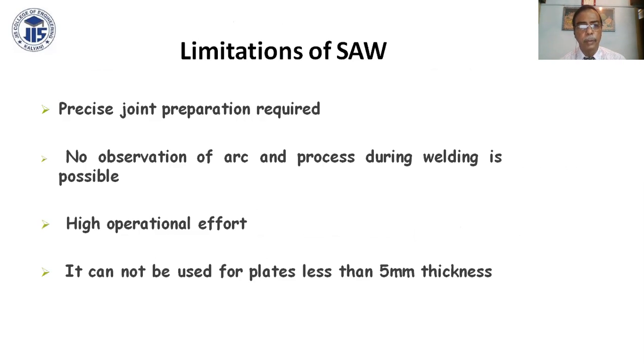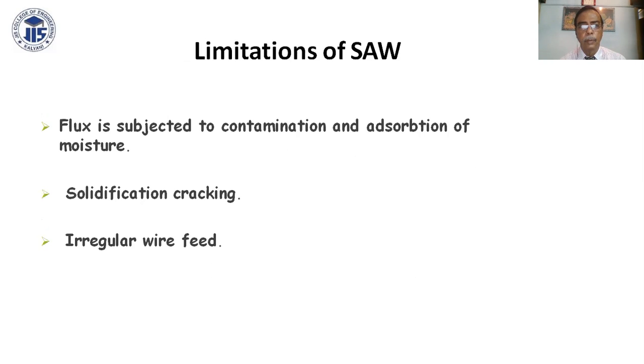Limitations of submerged arc welding: precise joint preparation is required, no observation of the arc and process during welding is possible, and high operation effort. It cannot be used for plates less than 5 millimeter thickness. Flux is subject to contamination and absorption of moisture, solidification cracking, irregular wire feed.